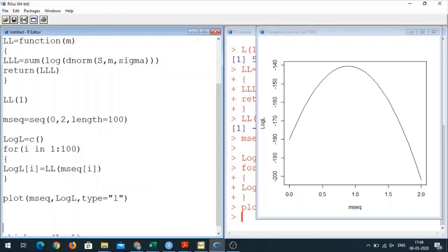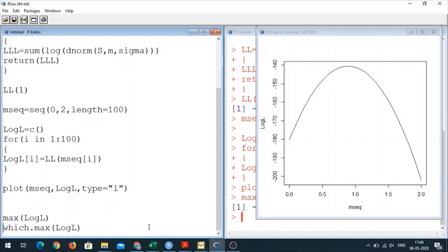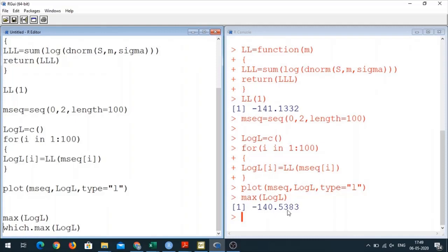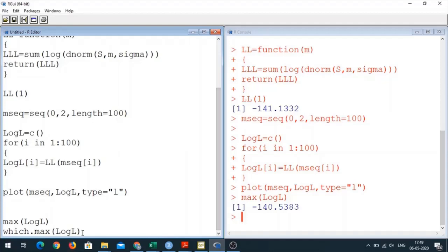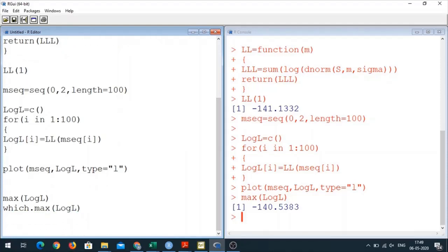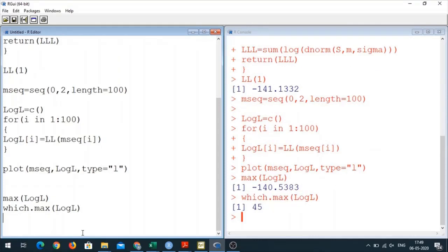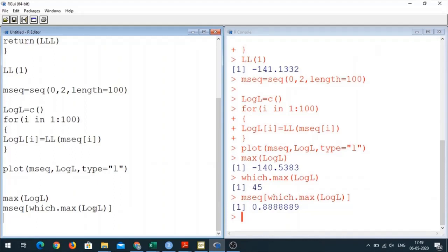Okay, let me show you both the things. Simply max of logL would give me the maximum possible value of the likelihood, which in this case is minus 140 point something, but I am interested in which mu gives me the maximum log likelihood. So if I run this, I'll get the position, and I want to see the mu, so we will say this. In the mu sequence, at the 45th position, whichever mu is there is giving me the maximum value of the likelihood. So it turns out to be 0.8889.